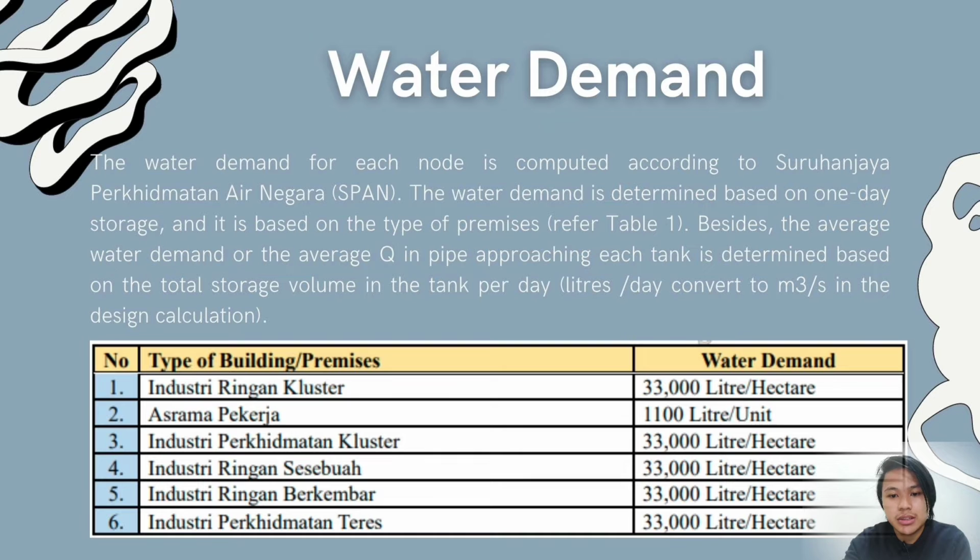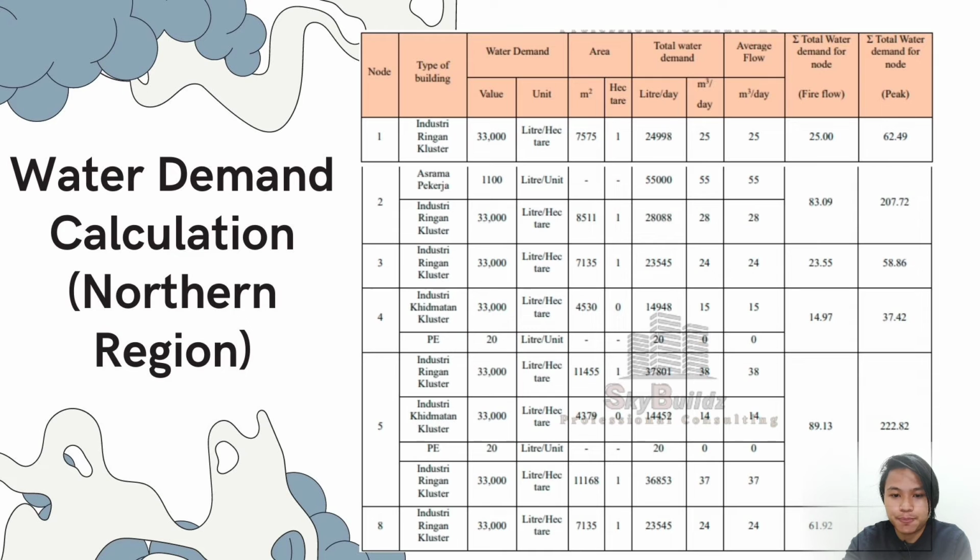The water demand is determined based on one-day storage, and it is based on the type of premises. Besides, the average water demand or the average flow rate in pipe approaching each tank is determined based on the total storage volume in the tank per day in liters per day, and then converted to meter cube per second in the design calculation. Since we have divided our area into two regions, we also calculate the water demand for each region separately. The calculation of water demand is divided by each node.